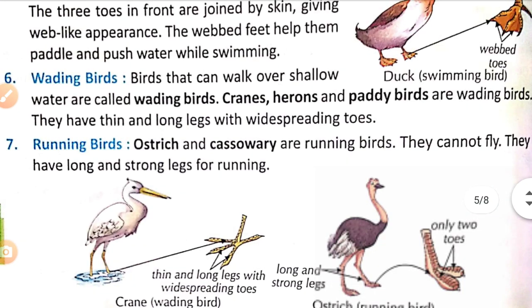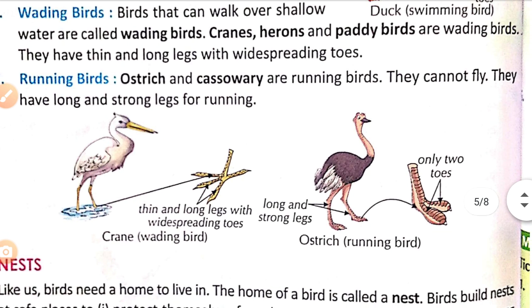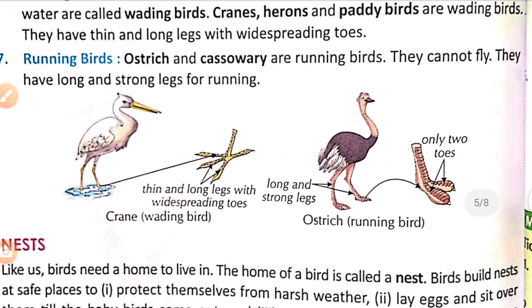Wading birds. Birds that can walk over shallow water are called wading birds. Cranes, herons, and paddy birds are wading birds. They have thin and long legs with wide spreading toes. Here you are shown a crane's legs. See, thin and long legs with wide spreading toes. It helps them to walk in shallow water.